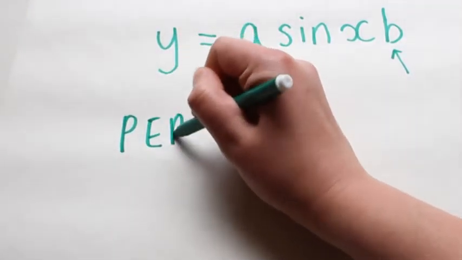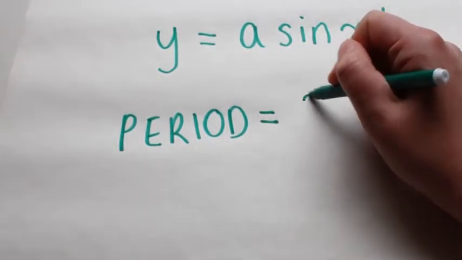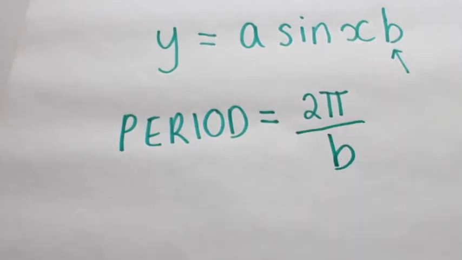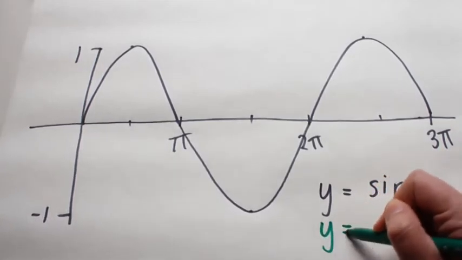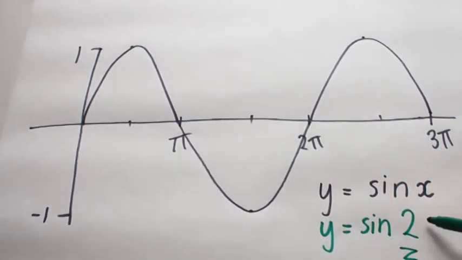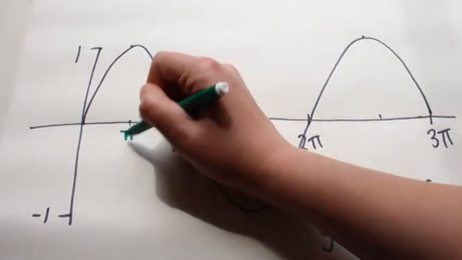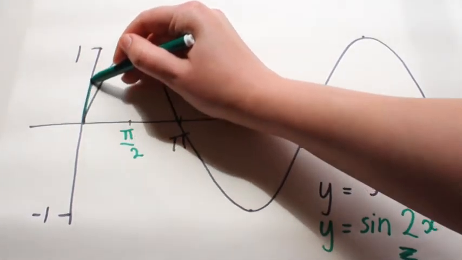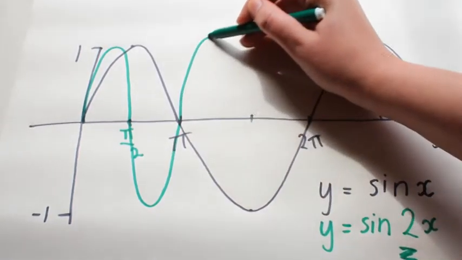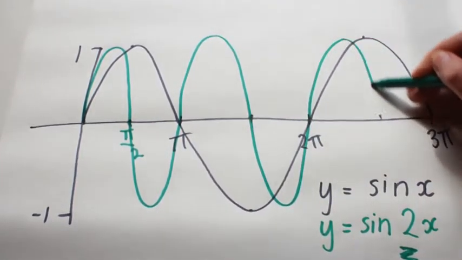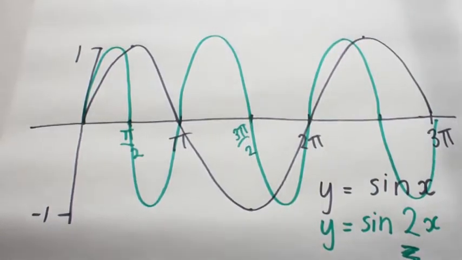The period refers to the distance in which the function completes an entire wave and is given by the formula 2 pi over b. We can compare the effect of an increased b here. Increasing the b factor in the equation, so y equals sine 2x, reduces the period as it's on the denominator, as shown here, where the x-axis is now intercepted at pi over 2 instead of at pi, as it is with y equals sine x.